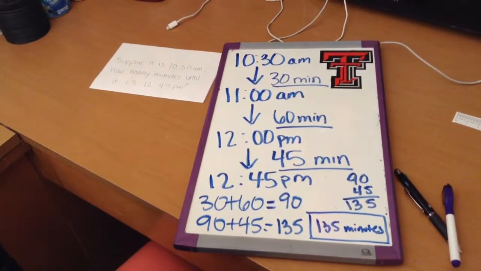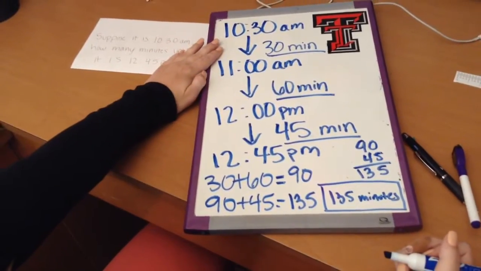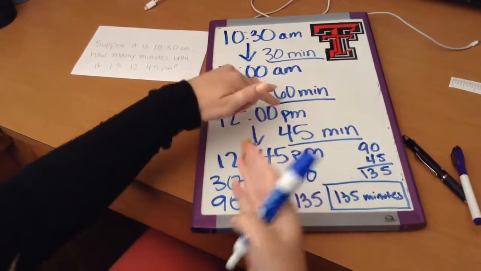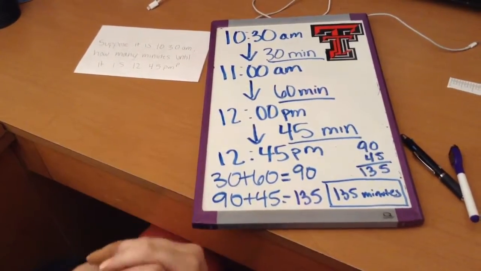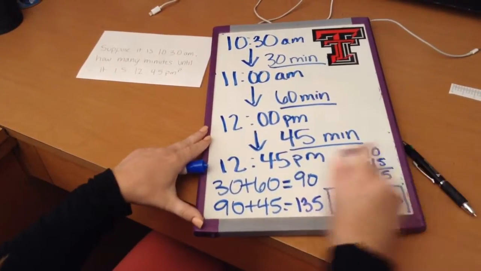So this is the Make 60 approach, and remember, your main focus is to get your first time to the closest hour. And then we're always working with 60, and remember, if you can regroup in base 10, then you will have no problem regrouping in base 60.